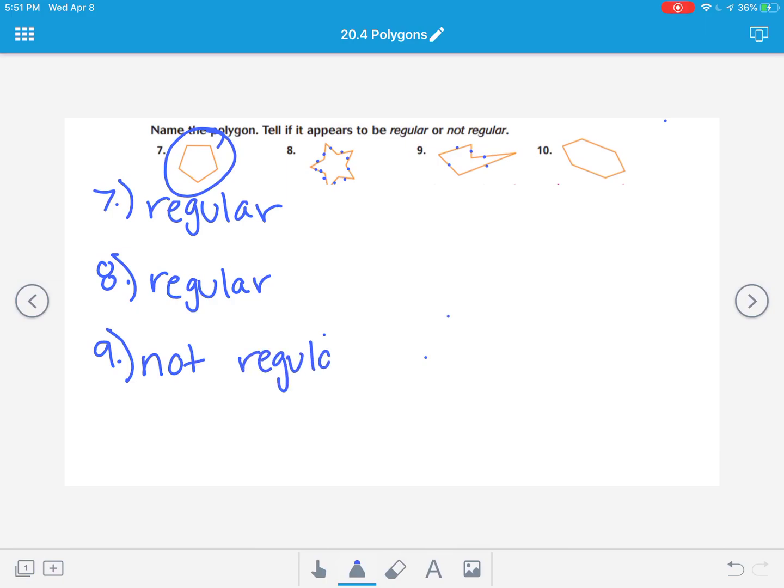And number 10, let's see this. 1, 2, 3, 4, 5, 6. That's a hexagon. 6 means hexa. Hexagon, I can tell off the bat these two sides are definitely longer than the other two sets. So this is also not regular.